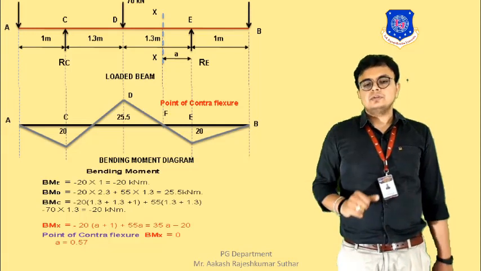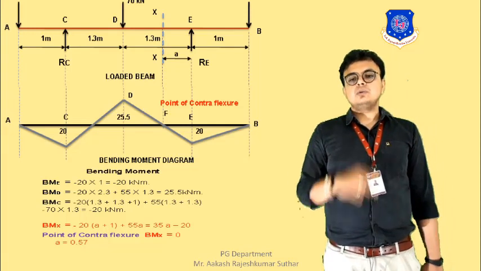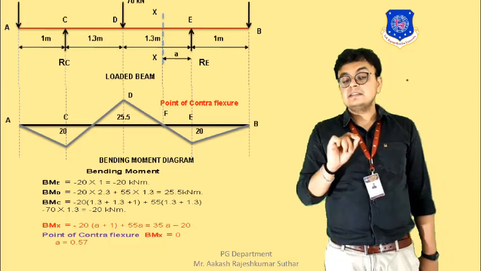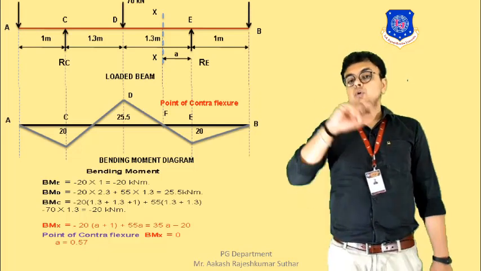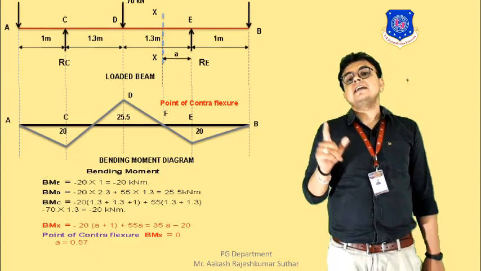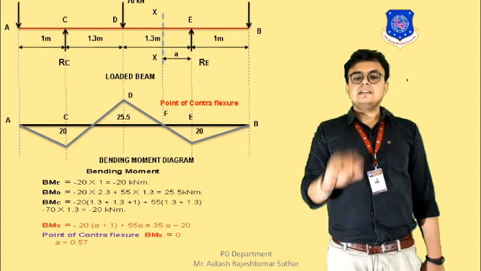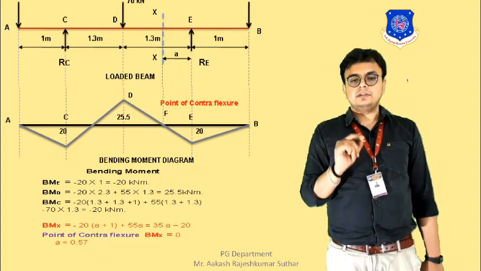Okay. So, bending moment at D will be equal to 20, that is in the clockwise direction on the right hand side of the joint. So, minus 20 into distance, that is 2.3.